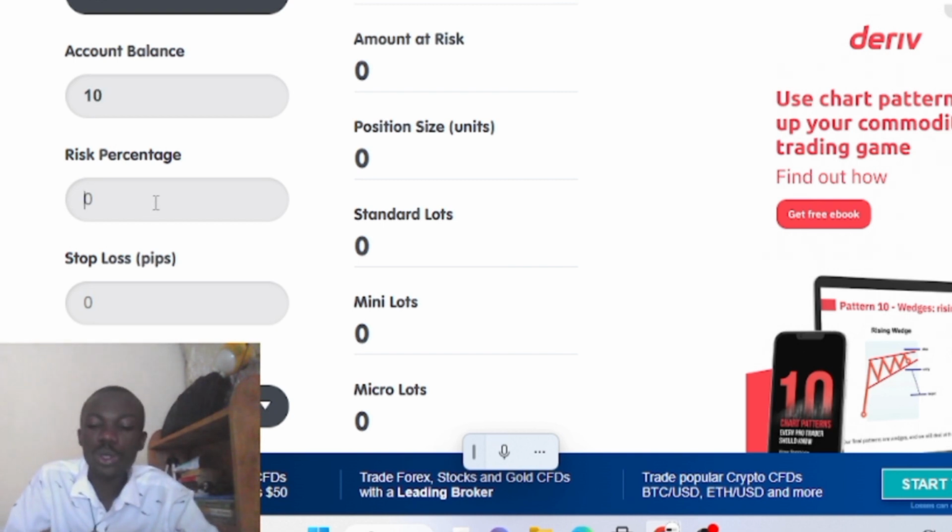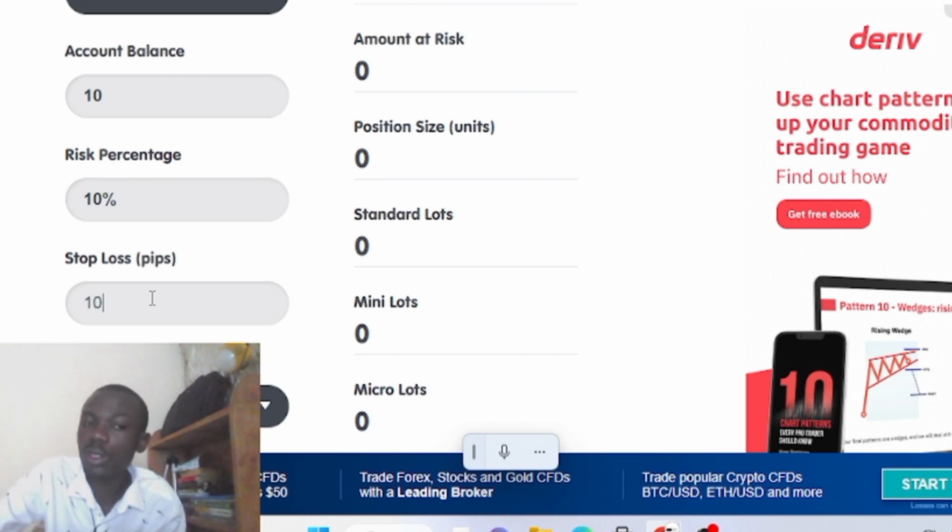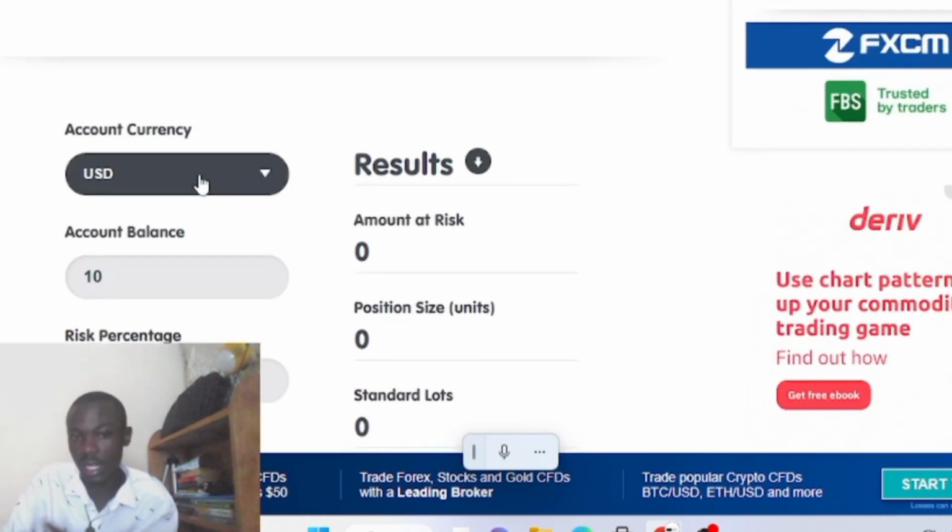What risk are we going to use? We are going to risk 10% of our account on every single trade. And which stop loss are we going to use? We are going to use really tight stop losses. We are going to use only a 10 pips stop loss. Is it possible? I'm going to show you a trade that I've taken, and everything you need to know so that you can trade like this one.